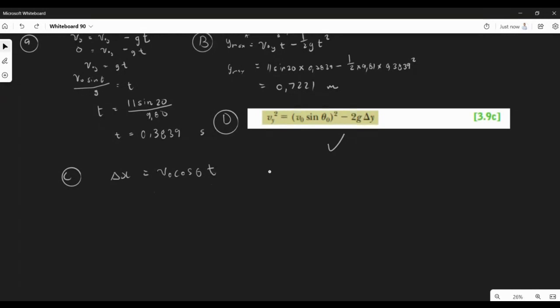So in this case, we know we can find delta x. We know that this was 11. We put in cos 20 here, and it's going to be 2 times 0.3839. And that is definitely correct. I'm very proud of you guys. Okay, so let's quickly get that answer, or the maximum range, or whatever you want to call it.